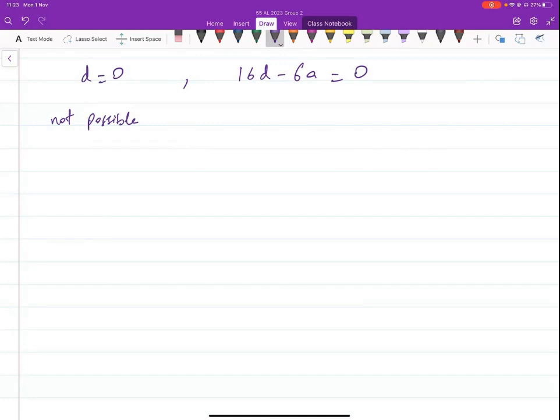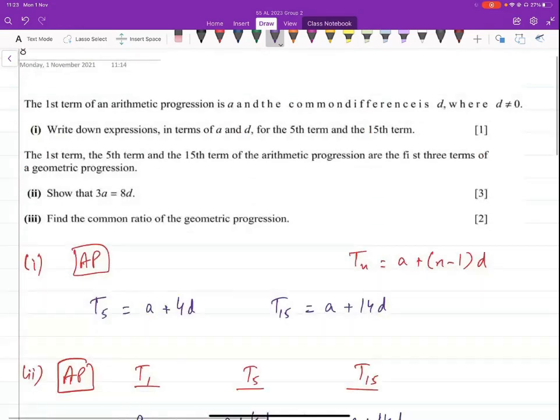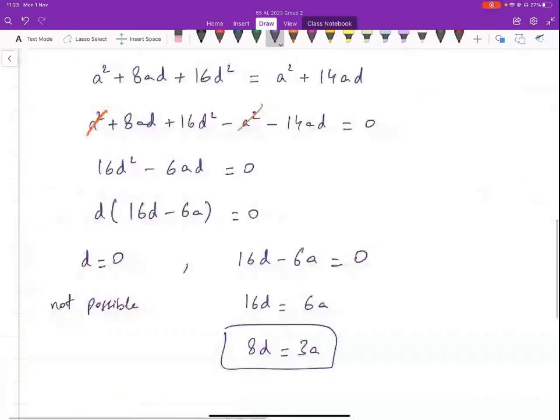What else do we have then? We have 16D equals 6A. We can simplify this and that gives us 8D equals 3A. And that is what we wanted to show there. 3A equals 8D. And we have that here.